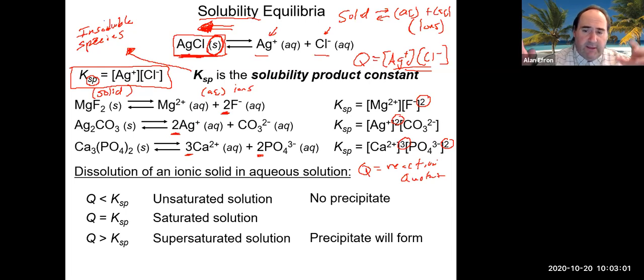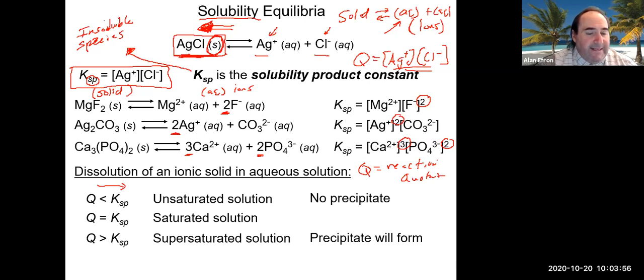Usually this is used when you're trying to decide if you dump two solutions together, would you expect a solid to form. So if we calculate Q and it is less than the KSP, that means that you have an unsaturated solution. If you remember what an unsaturated solution means, it's a solution that has not reached the limit of where the solute will dissolve. So that means that if you put more solid in there, it will continue to dissolve and you'll be fine. So you would expect no precipitate to form if you calculate Q and it is less than the KSP value. Now, you can always go opposite of where this points. It's pointing to the left, so it would go to the right. And on the right-hand side here, you can see we have aqueous ions and we would get no precipitate.